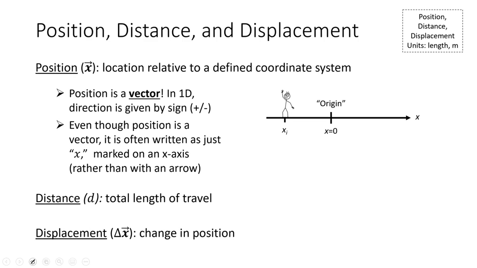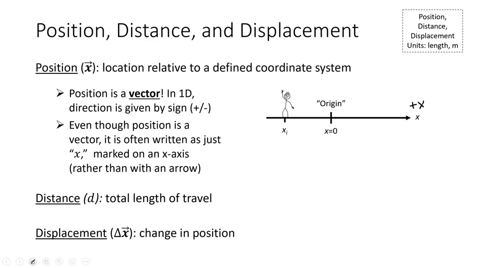Okay, and so the position is the location of an object relative to a defined coordinate system. So here I have a stick figure man, and he is on a coordinate system that I have drawn in here. My coordinate system consists of an arrow pointing in the positive x direction. So the arrow always points in plus x. In this case, I would say plus x is pointing to the right. And then my coordinate system also needs to have an origin. So here I have a line that's marked as x equals 0. That's my origin.